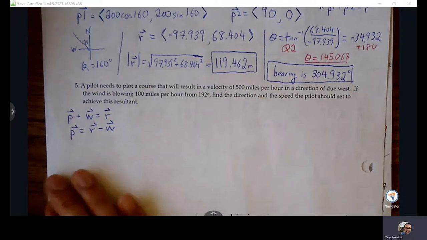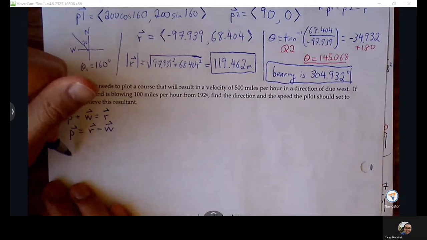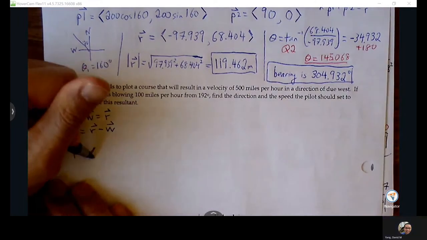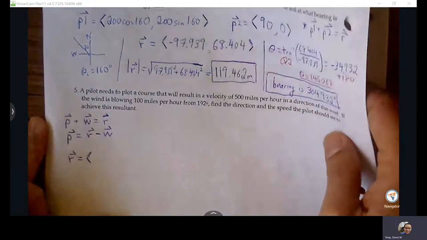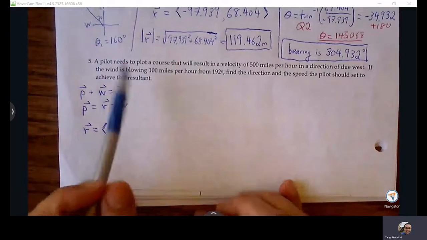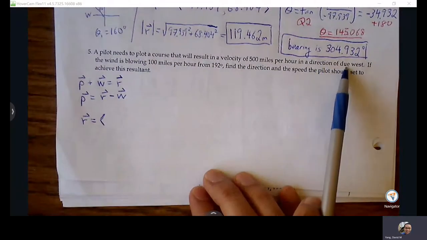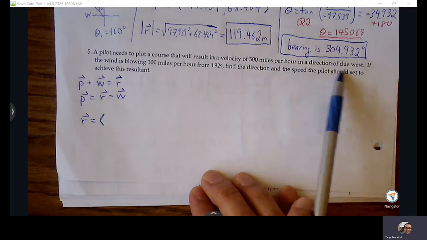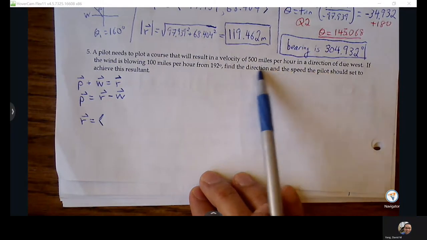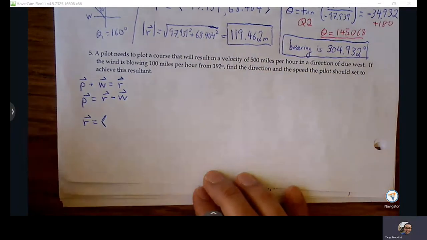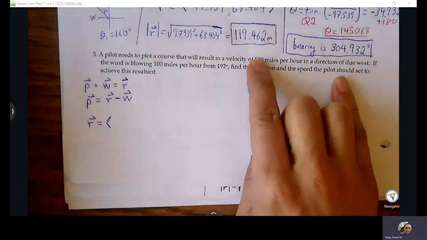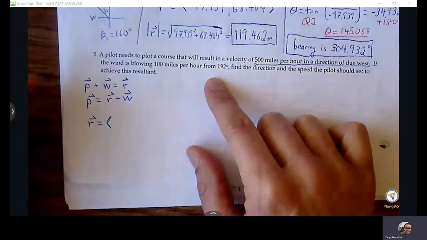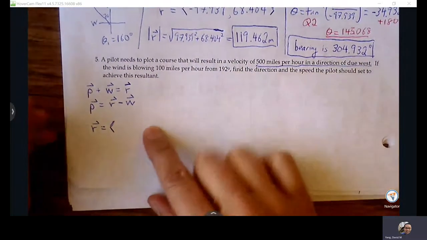So let's create vector R. Ultimately, we want the plane to point in the direction of due west, 500 miles per hour due west. So what's our vector going to be? What's our resultant vector?